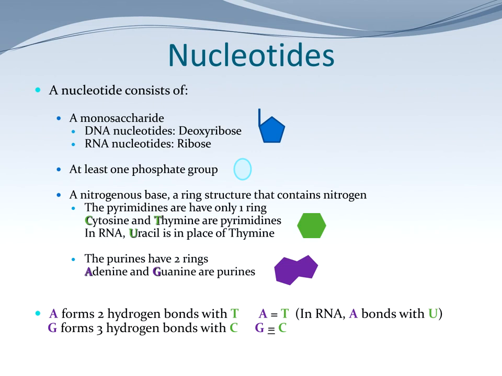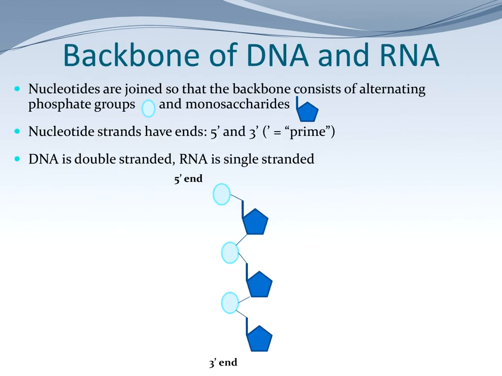Nitrogenous bases are able to form hydrogen bonds with each other in a specific way. For example, adenine will form hydrogen bonds with thymine, and guanine forms hydrogen bonds with cytosine in DNA molecules. This is especially important to form the 3-dimensional structure of DNA. In RNA, the nitrogenous base adenine forms hydrogen bonds with uracil. To form a nucleic acid, nucleotides are joined together by covalent bonds.